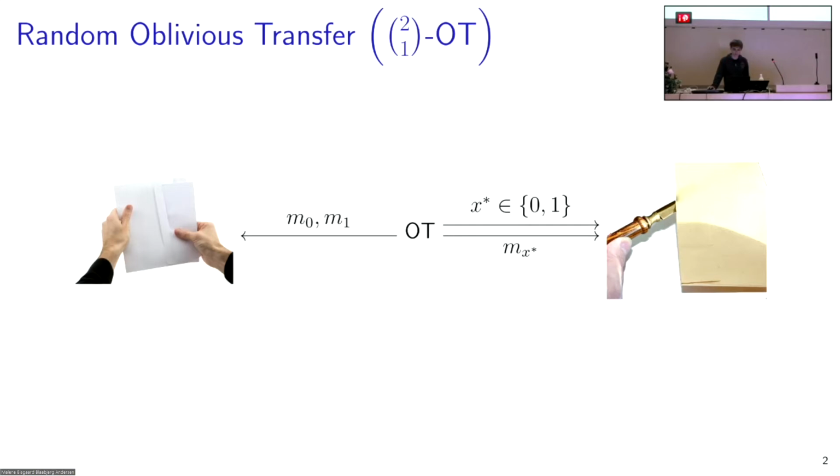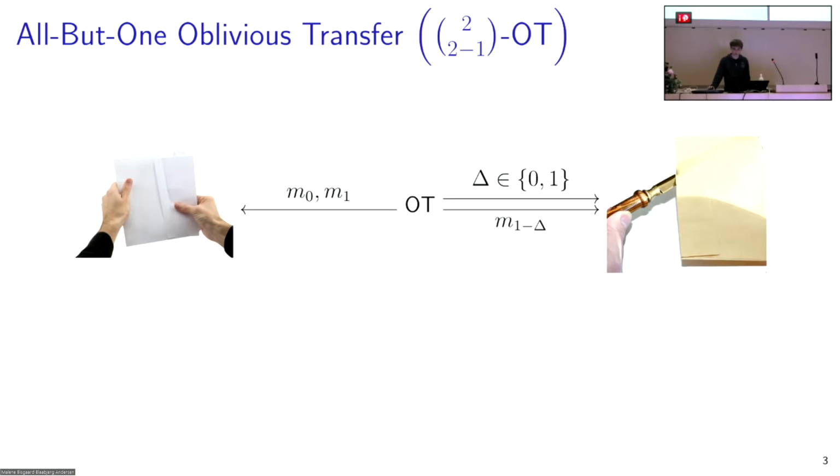In OT extension, we want to take a small number of base one-of-two OTs and turn them efficiently into as many extended OTs as needed. SoftSpokenOT also works for one-of-N OT extension, but I'll focus on just one-of-two OT in this talk.